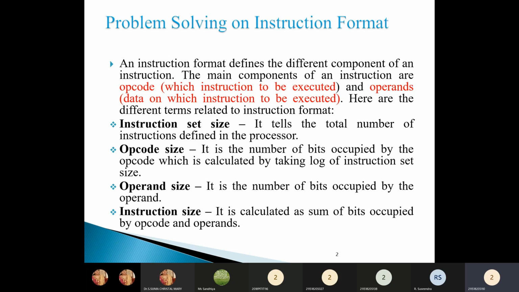As we can see on the screen, instruction set size tells the total number of instructions defined in the processor. Opcode size is the number of bits occupied by the opcode, which is calculated by taking the log of the instruction set size. Next, operand size is the number of bits occupied by the operands. Last, instruction size is calculated as the sum of bits occupied by the opcode and operands.